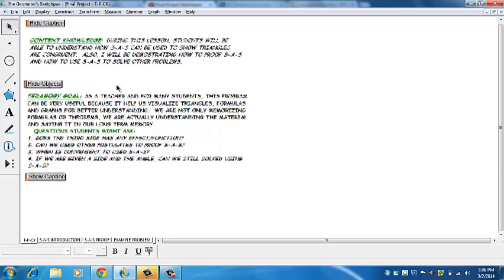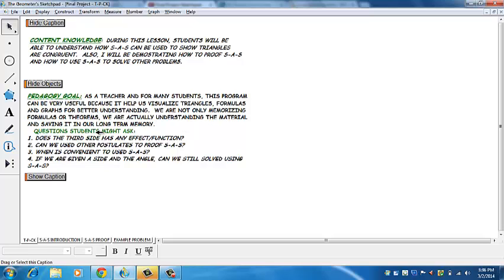For the pedagogy goal, as a teacher and for many students, this program can be very useful because it helps us visualize triangles, formulas, and graphs for better understanding. We're not only memorizing formulas or theorems, we're actually understanding the material and saving it in our long-term memories.